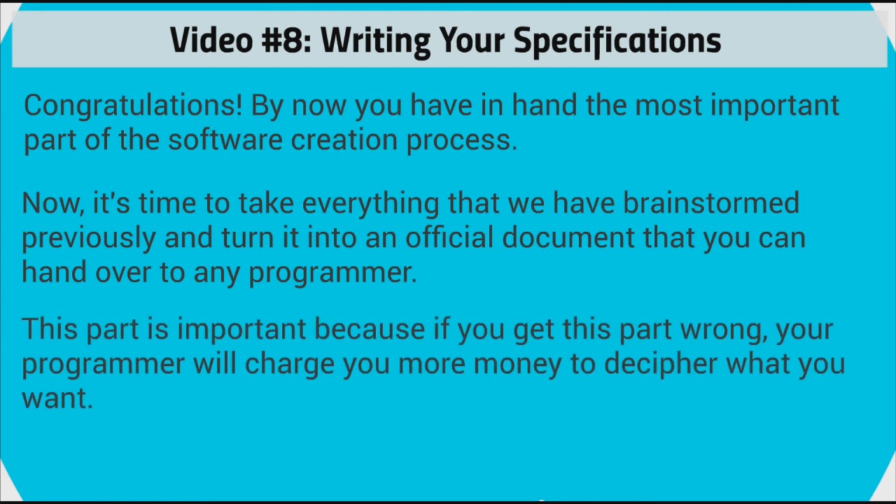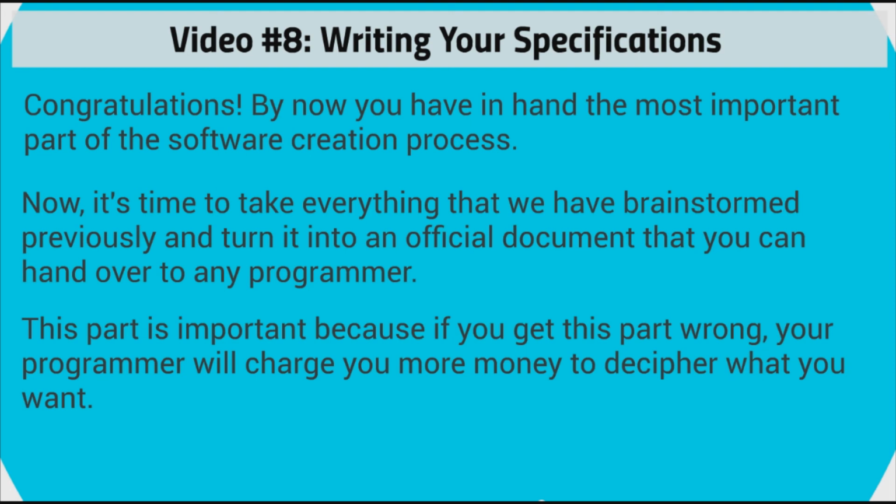Now this is a very, very important part, because if you get this part wrong, your programmer will charge you more money to decipher what you want. So what we talked about in the previous video about the telephone game, where you tell somebody, they tell somebody, and they tell somebody. Even if it's 3 people, by the time it gets to the third person, it's totally different. So that's why you want to make sure that you have something in a written document, which essentially is your contract.